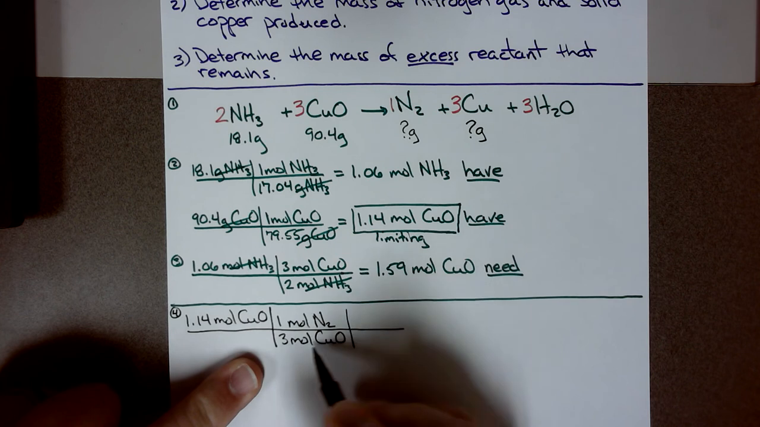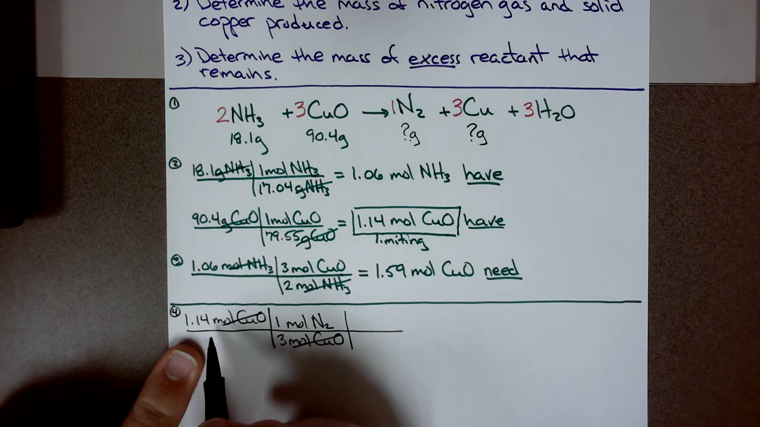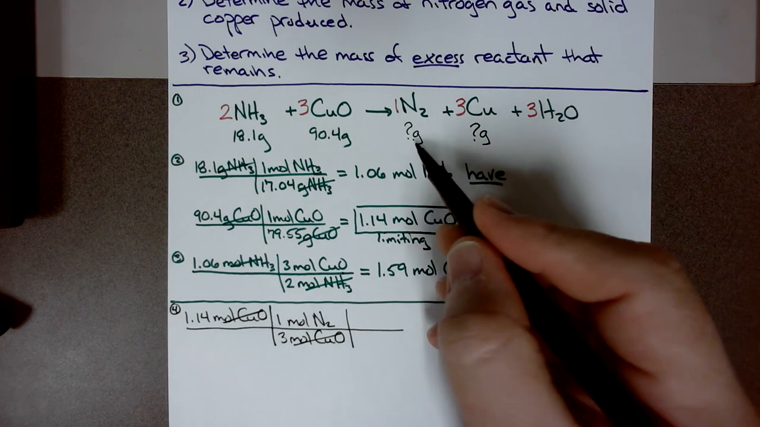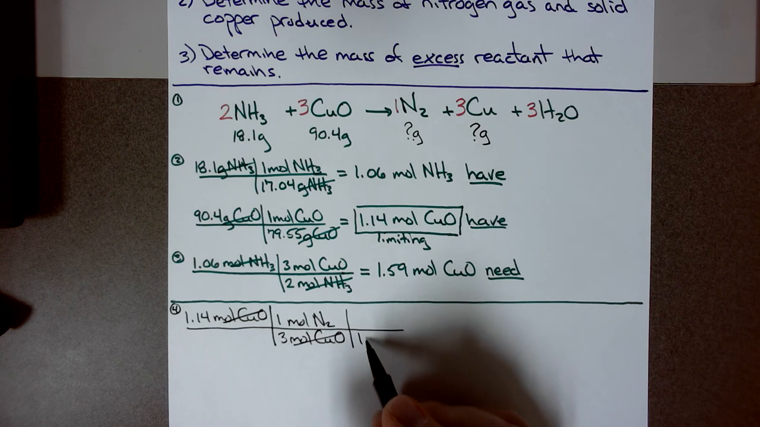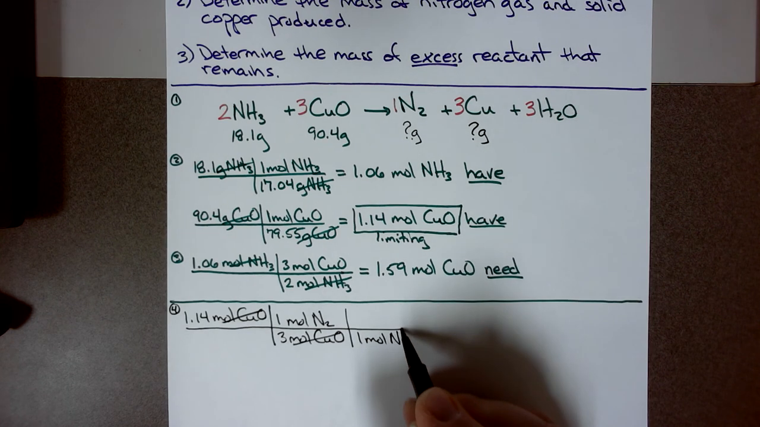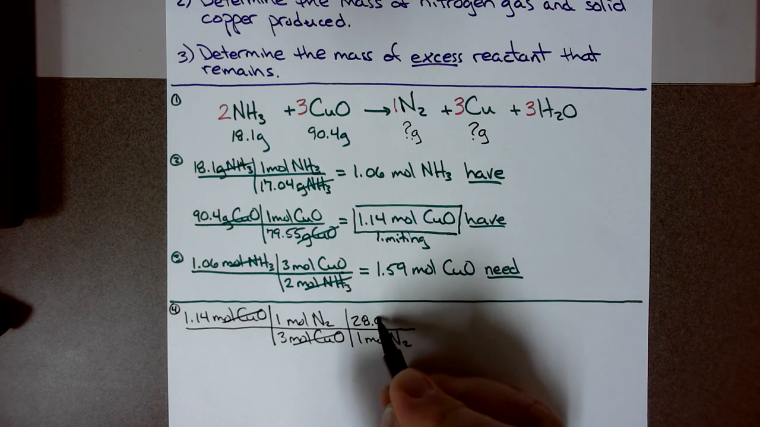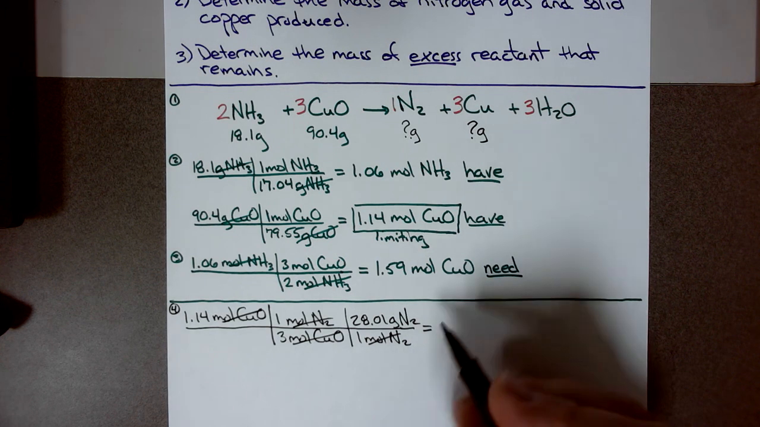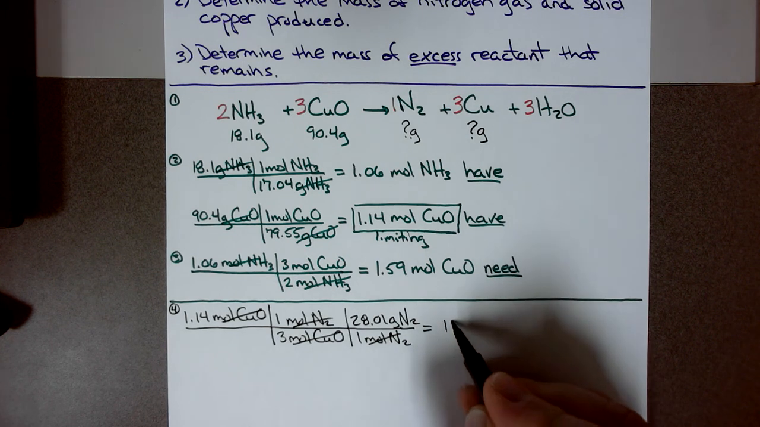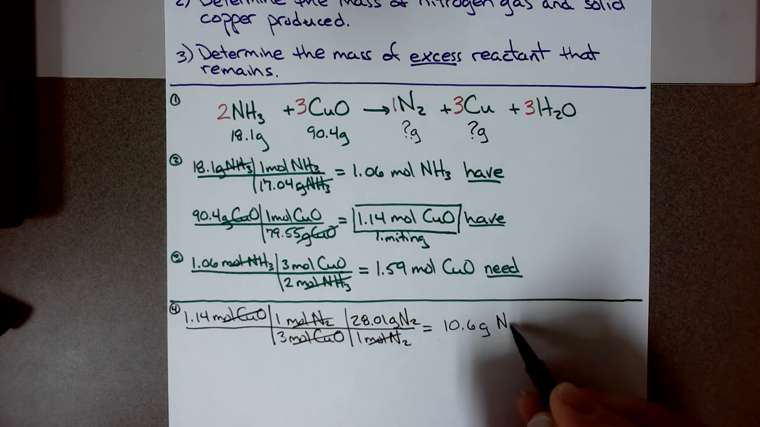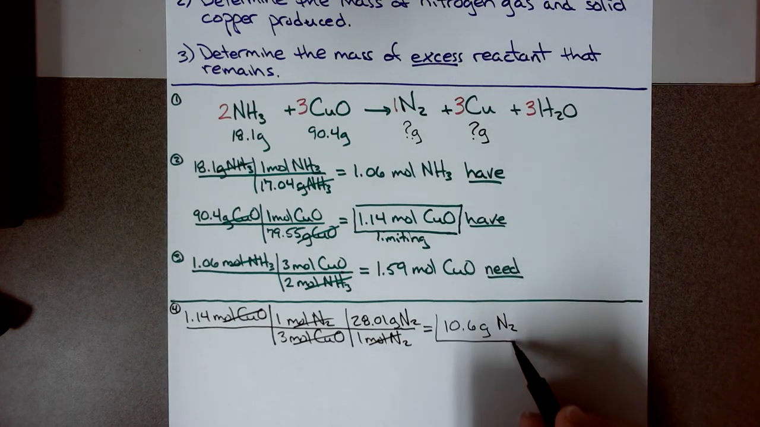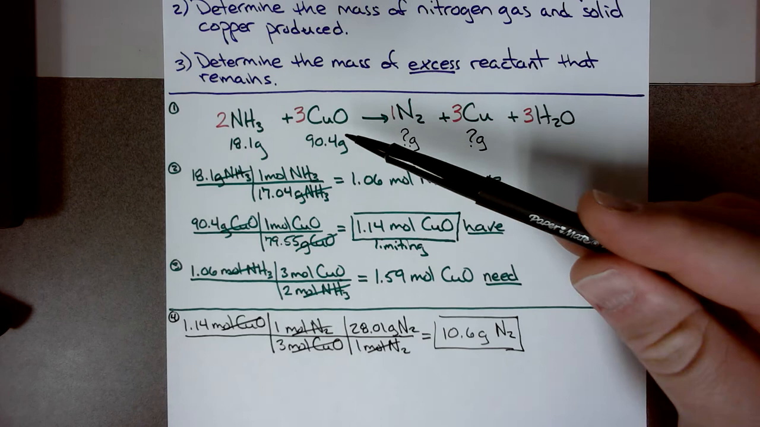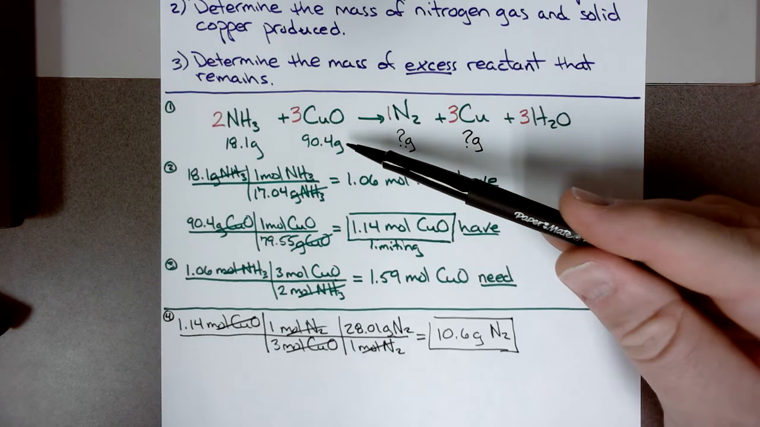of copper(II) oxide, using my mole ratio, I'm going to produce 1 mole of nitrogen gas. Now remember, I started with the limiting reactant, did my mole ratio to convert from copper(II) oxide to nitrogen gas, and then we want mass, so I have to go from moles to mass using molar mass. So 1 mole of nitrogen has a mass of 28.01 grams. Now when I do this, I get 10.6 grams of nitrogen. So I should be able to produce 10.6 grams of nitrogen when I react 90.4 grams of copper(II) oxide, which is the limiting reactant.